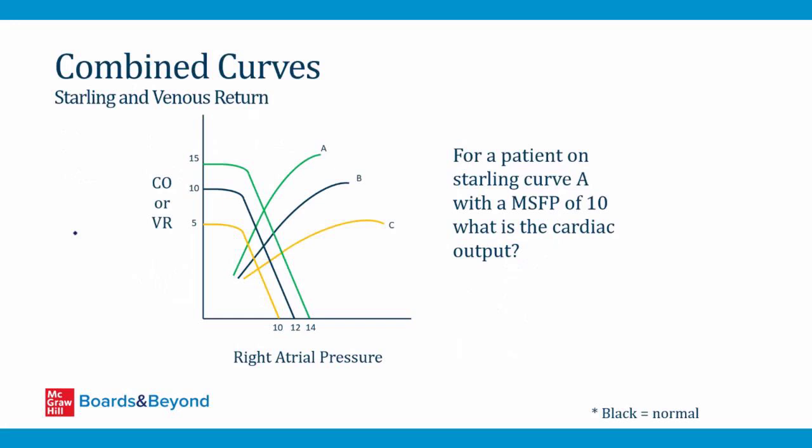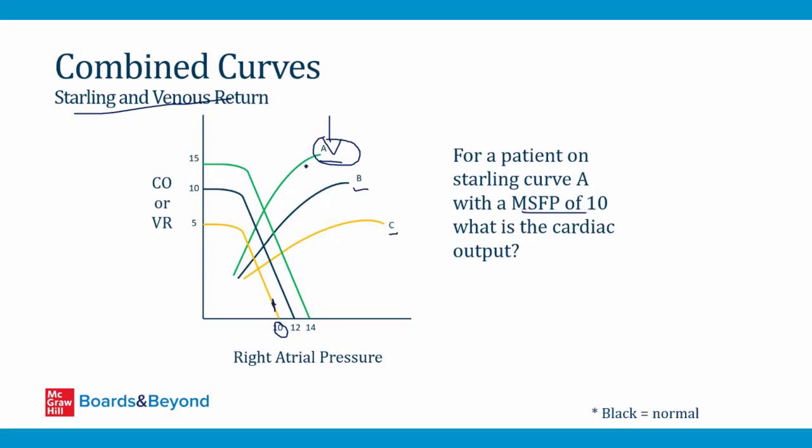And then I'll finish this video with this slide talking about how you can answer questions that ask you to find actual numbers for the cardiac output based on the Starling and venous return combined curves. So you could be shown a graph like what's on the screen here on your board exams. It's got 3 Starling curves here and 3 venous return curves. And they could ask you for a patient on Starling curve A right here with an MSFP of 10, what is the cardiac output? So they're telling you that the patient is operating on the green Starling curve, curve A. And then they tell you that the MSFP is 10, so this person must be operating on the yellow venous return curve shown right here, because that's the only one with an MSFP of 10.